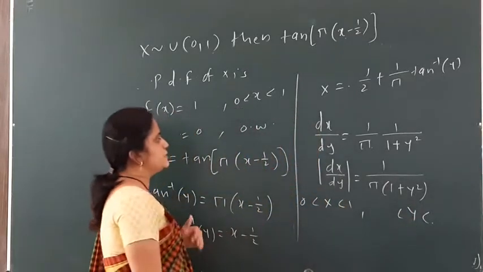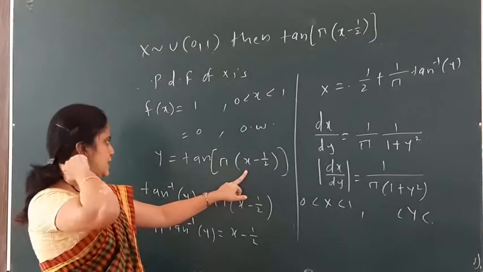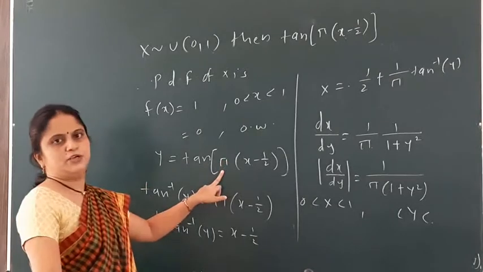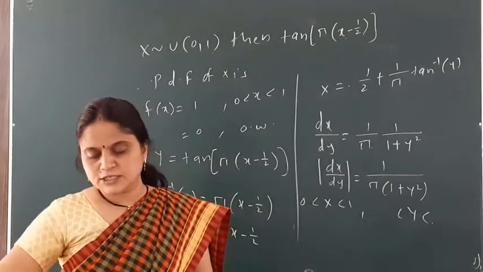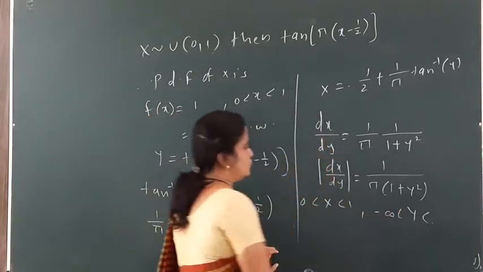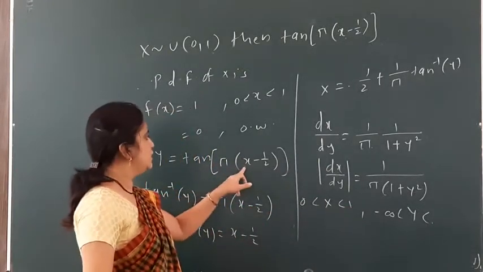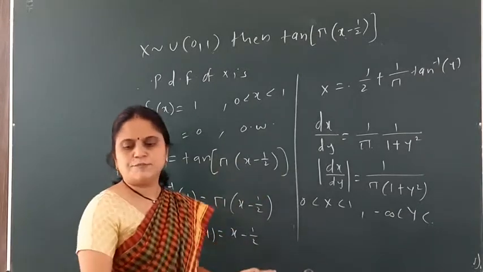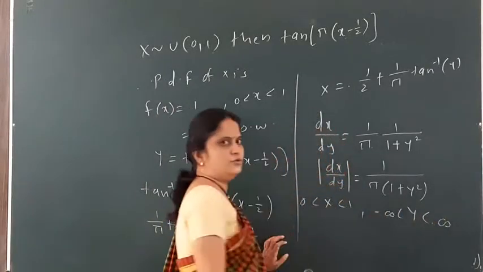I can replace the value of x as 0 over here. So 0 minus half, that is minus half, that is minus pi by 2. Tan of minus pi by 2 is minus infinity. Again I replace the value of x as 1 over here. So 1 minus half, that is half, so tan of pi by 2 comes as infinity. Hence the range is minus infinity to infinity.